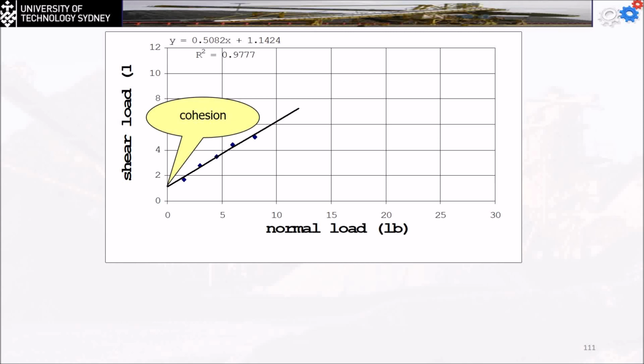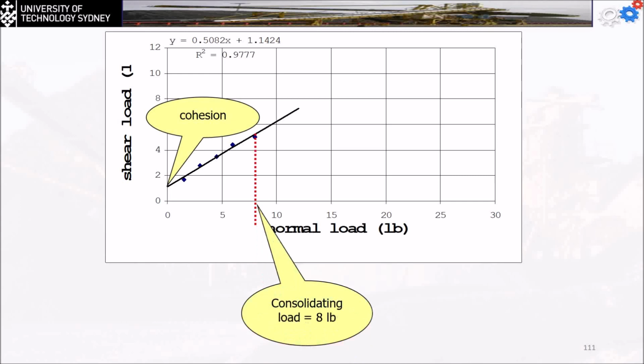Now I got the yield locus for this one, and I get the cohesion forces for this one. Now, the maximum point of contact with the x-axis is going to be the consolidating load, which is 8 pounds. Make the intersection between the horizontal line from here and the line from the 0, intersecting with the consolidating load at the maximum. Okay, I get these two lines.